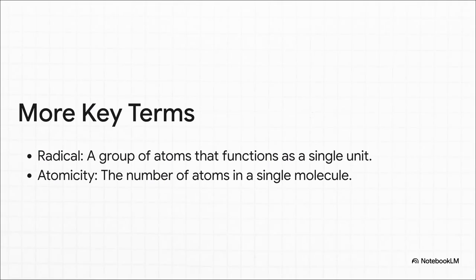All right, just 2 more quick vocabulary terms to round things out. A radical is kind of like a common phrase. It's a group of atoms that tends to stick together and act like a single unit. Atomicity sounds complicated, but it's really simple. It's just counting the letters in a molecular word. For water, H2O, the atomicity is 3.